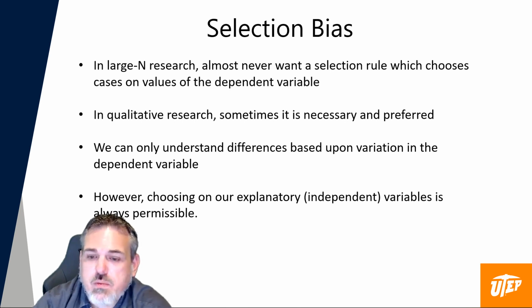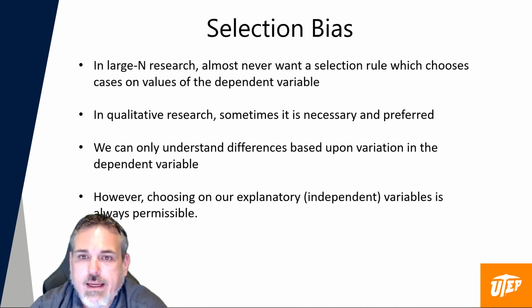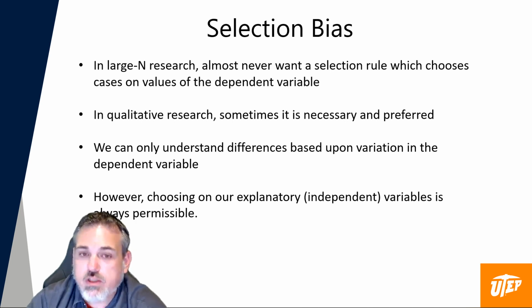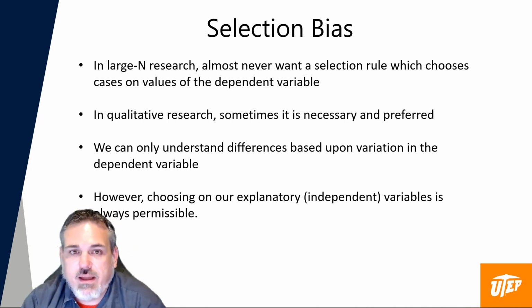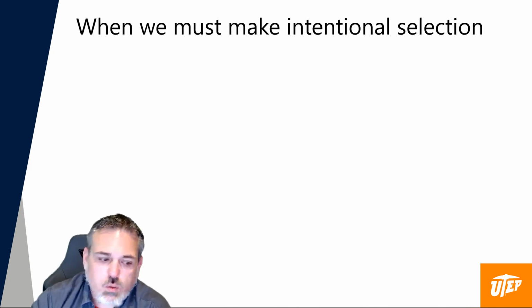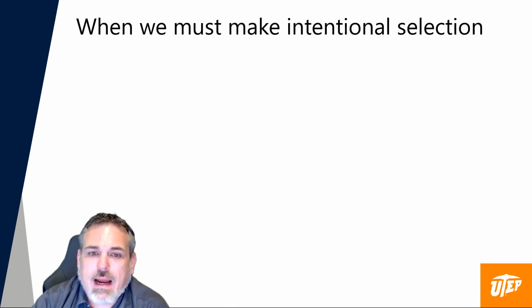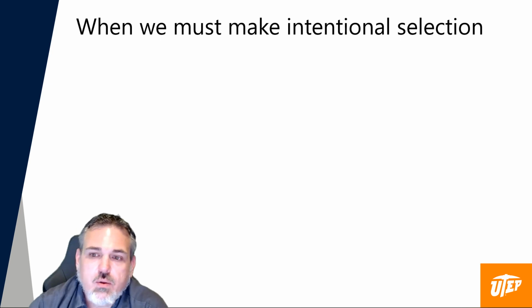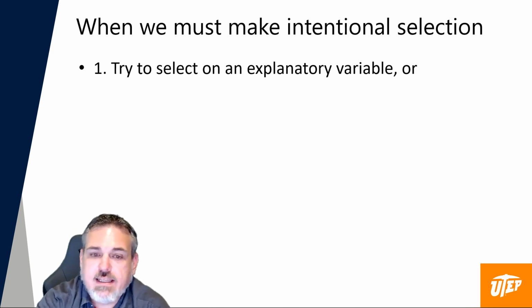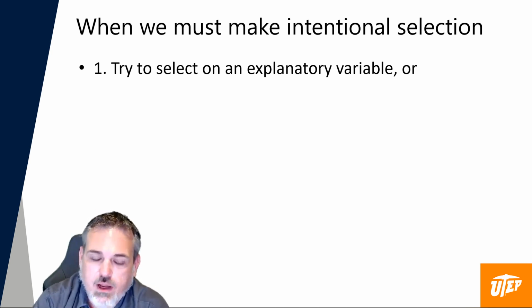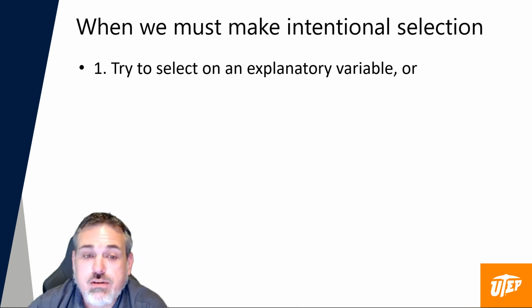But because there's a smaller number of cases, sometimes choosing on independent variables is not as easy as choosing on dependent variables in small N research. So while it's a tool that's available, it isn't a panacea. It doesn't fix everything in small N research. So what can we do to get around this when we have to do intentional selection in small N research? Well, first, you can try to select on the explanatory variable, which makes sure that the outcomes you're attempting to observe actually vary.